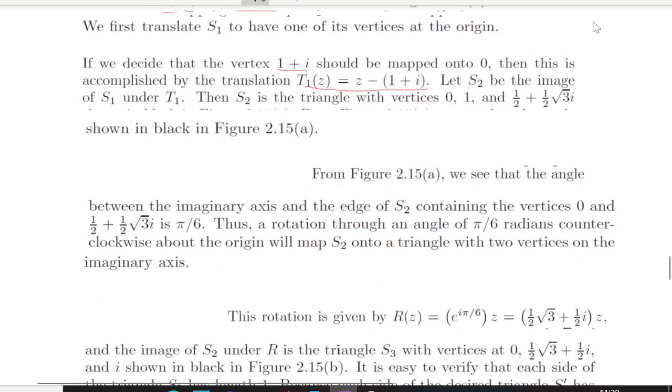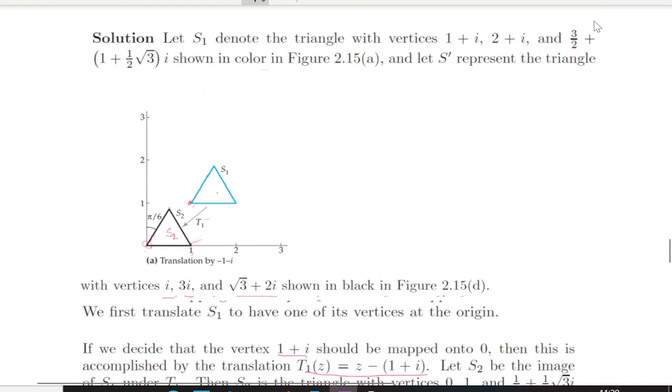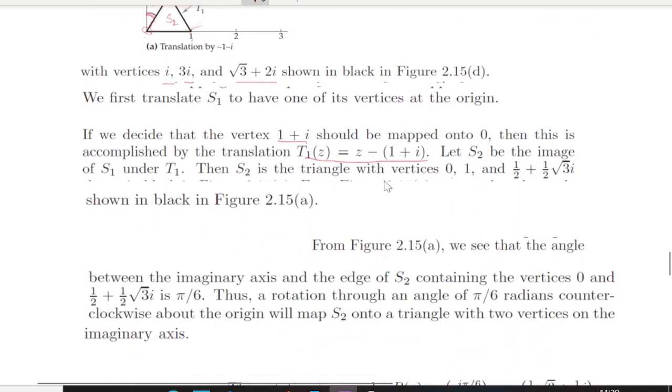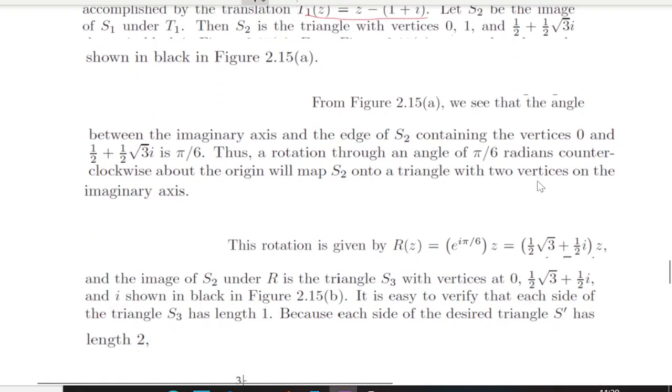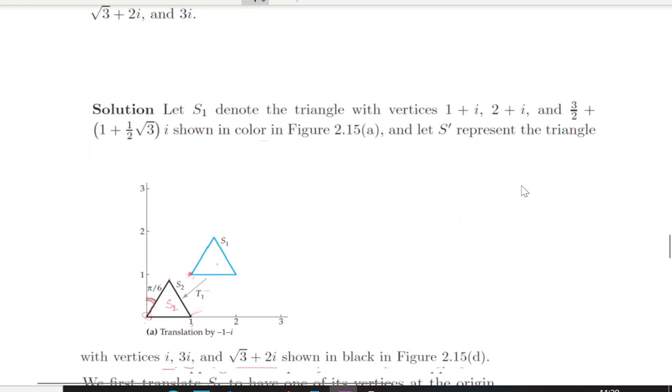Now from those we see that the angle between the imaginary axis and the edge of S2 containing the vertices 0 and 1 by 2 plus 1 by 2 root 3i, that is this angle, is going to be pi by 6. Thus, rotating through an angle of pi by 6 radian counterclockwise about the origin will map S2 onto a triangle with two vertices on the imaginary axis. Am I right?